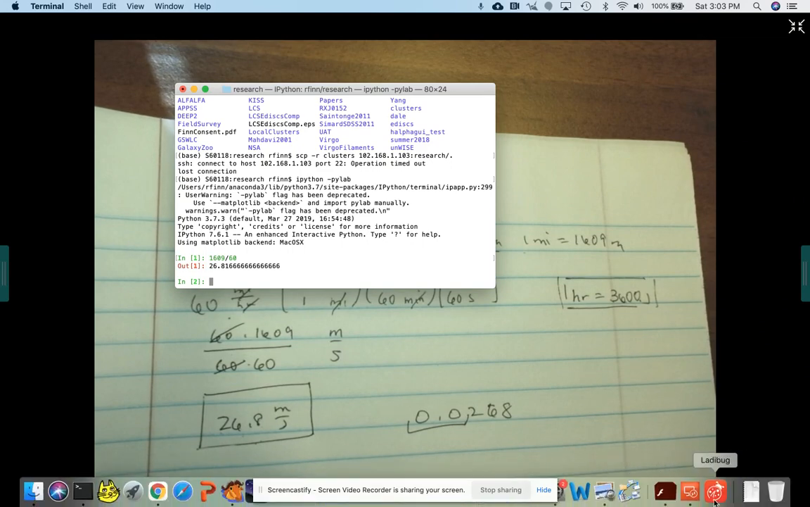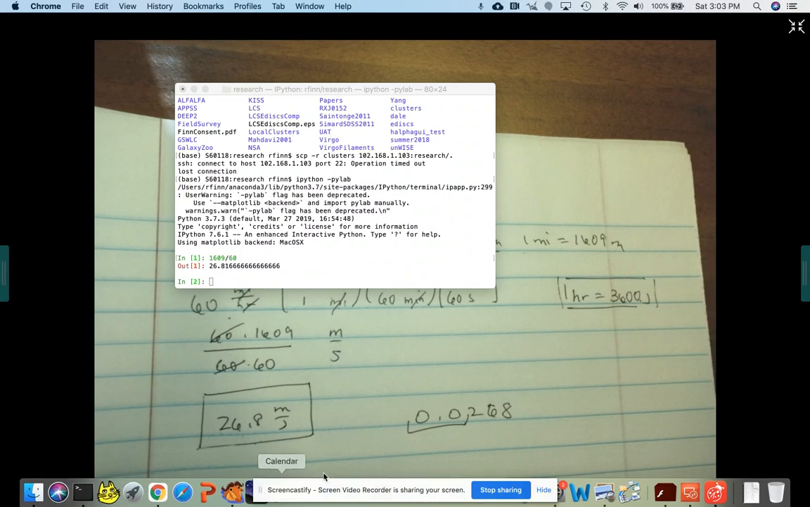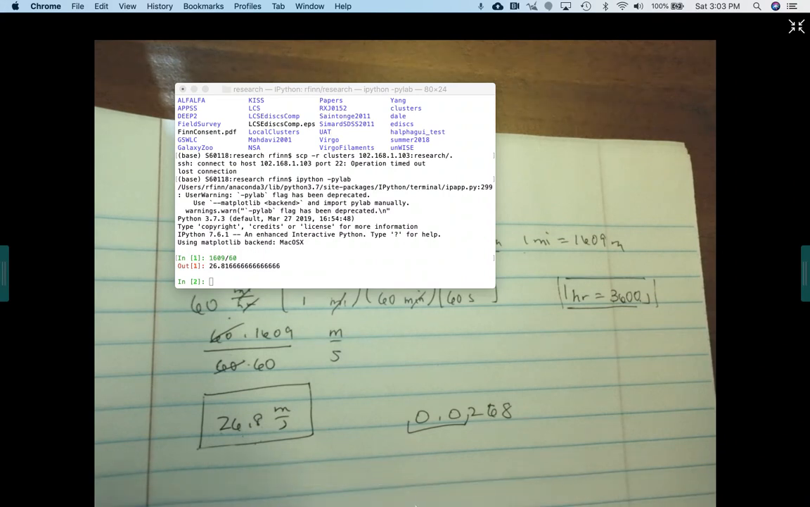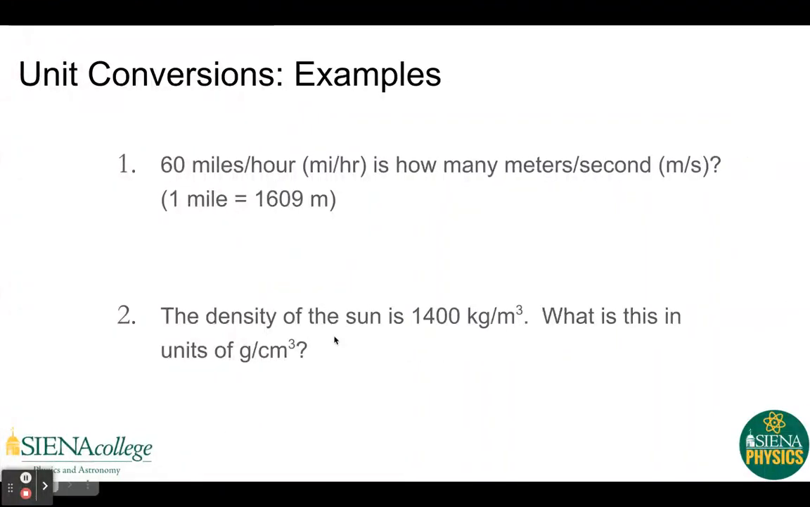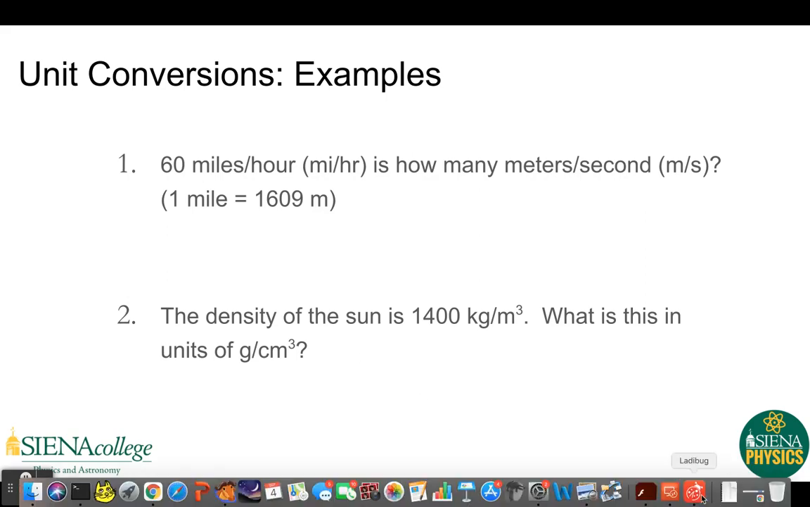All right, so then the second problem on the slides. Now it's saying the second one is the density of the sun and converting that. So the density of the sun is, I'm just going to write down on my sheet what we're doing, 1,400 kilograms per cubic meter. And we want to convert that to grams per cubic centimeter.